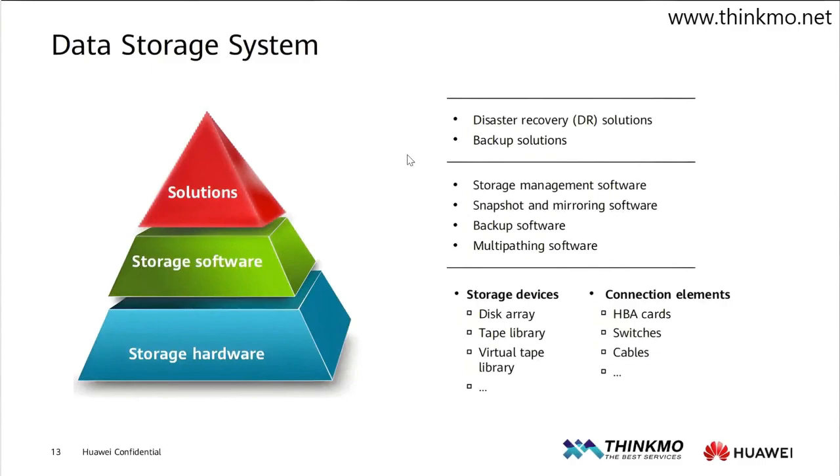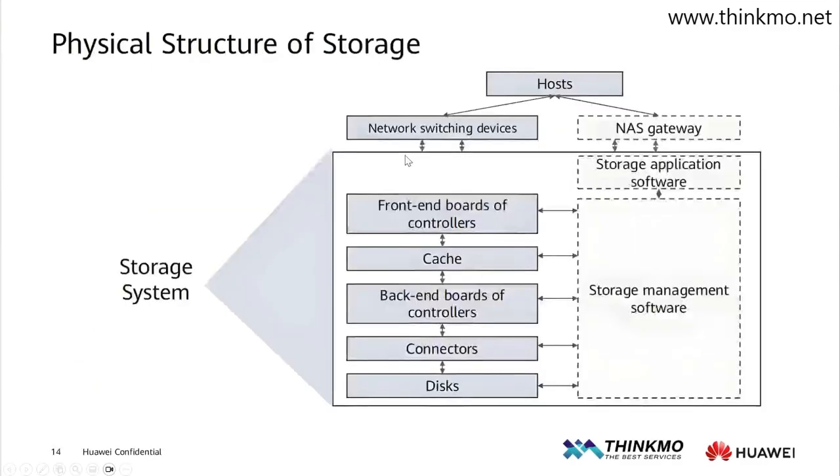Next, let's first take a look at the very bottom layer of the storage's physical structure. So first of all, what does a single storage device mainly include? It mainly includes hard drives, right? The controller, the connectors, and finally the storage itself. These are the main components.